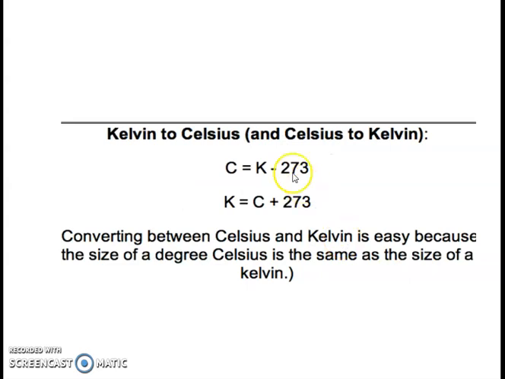Also we can convert from Kelvin to Celsius and Celsius to Kelvin. If we need to convert Kelvin to Celsius, then the formula is C is equal to K minus 273. Or if we have to convert from Celsius to Kelvin, we just need to add 273. So that will give the conversion from one temperature scale to another. What you need to remember at this level are these formulae.